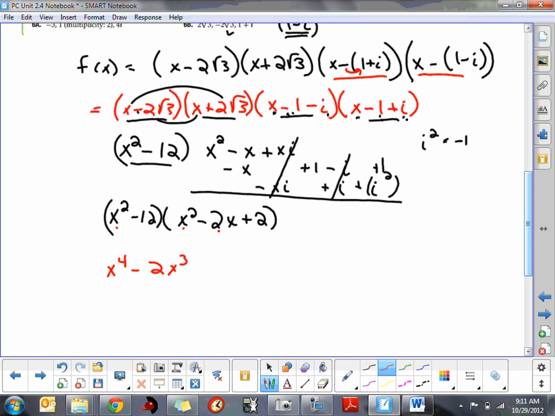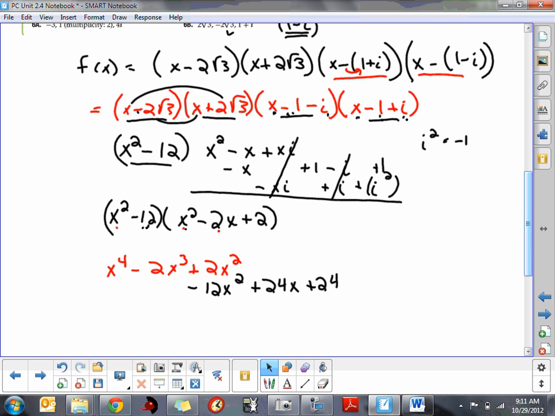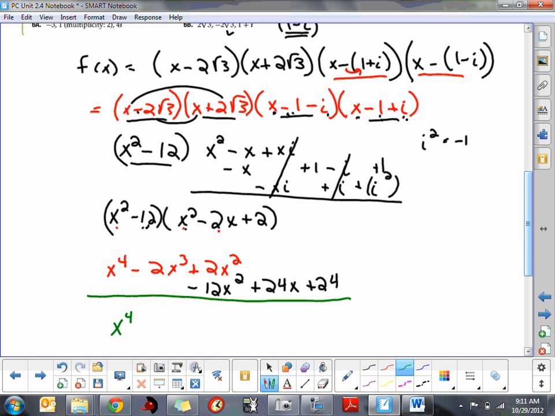And x squared times 2 is plus 2x squared. Next row, I'm going to multiply through by the negative 12. Negative 12 times x squared is a negative 12x squared. You can align it with its like term. Negative 12 times negative 2x is a positive 24x. And negative 12 times 2 is a negative 24. Now we're going to collect our like terms, and that'll be our polynomial. At least one of the possibilities of the polynomial. So x to the 4th minus 2x cubed, then minus 10x squared, plus 24x, minus 24.